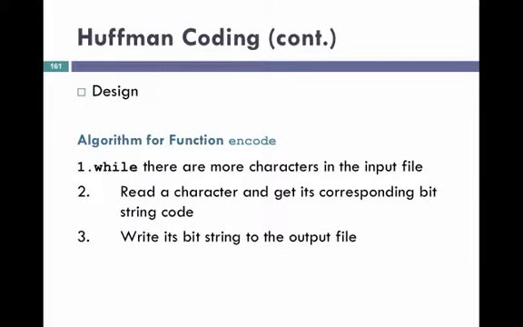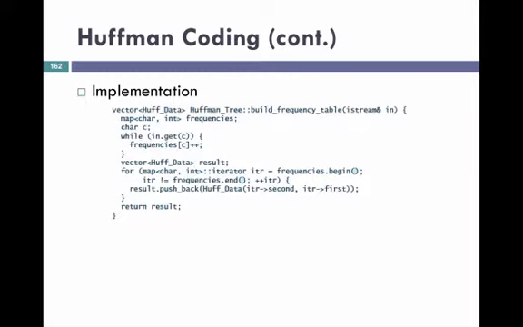Now, the algorithm for the encode function is while there are more characters in the input file, we read a character and we get its corresponding bit string code, and then we write its bit string code to the output file. So here's the code to build the frequency table, which is reading characters and then updating the map.